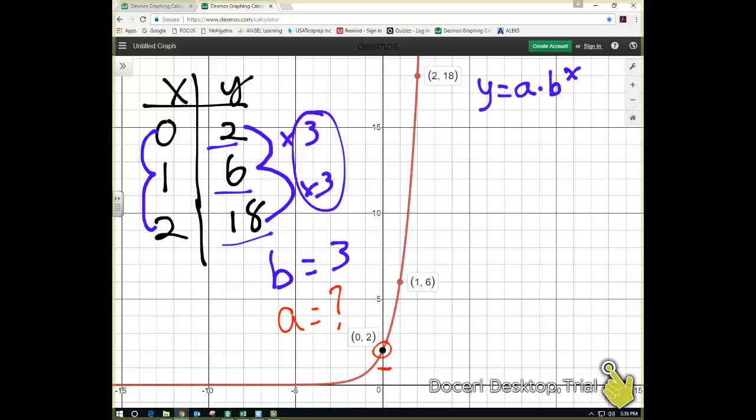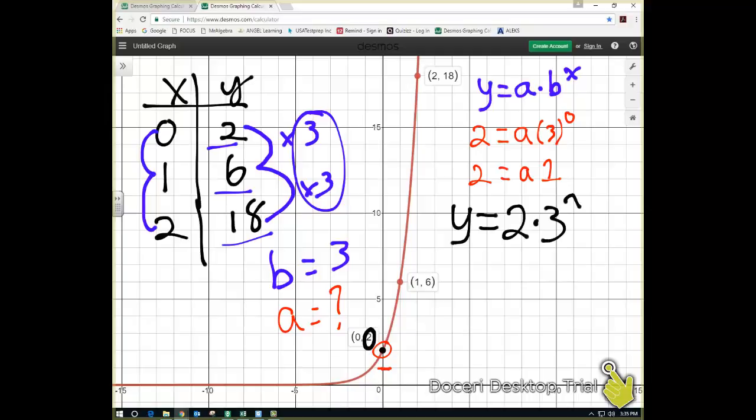So if we were to input 3 in place of b, and we put a 0 there, and we put a 2 here because that's the y, 3 to the 0 power equals 1. 1 times a equals 2, therefore a equals 2. So essentially your a value is going to be whatever your intercept is until we start adding translations or vertical or horizontal shifts. So the equation for this one would be y equals 2 times our base number, or our common ratio, which was 3, raised to the x power.